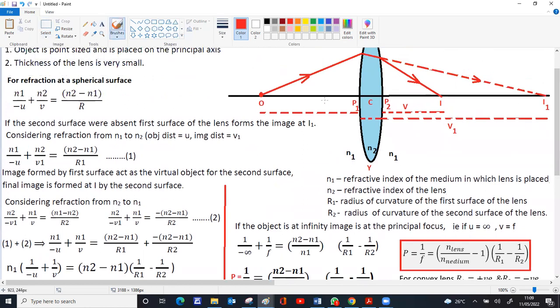Object distance, I think it's not marked in this view. P1O is U. P1I1 is V1. Now P2I, that is V. But P1, P2 and C are all taken as identical points. Measured from P1 to I1 is the same as C to I1, which is the same as P2 to I1. P1, P2, C, all three points are taken as a single point.